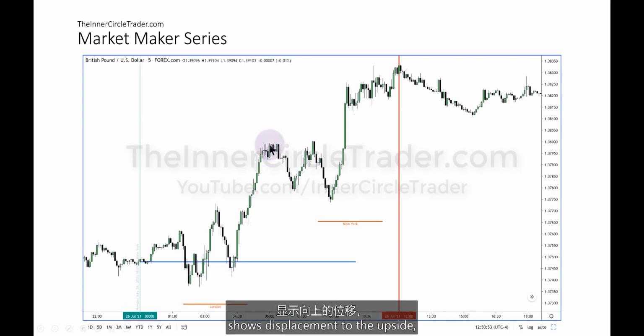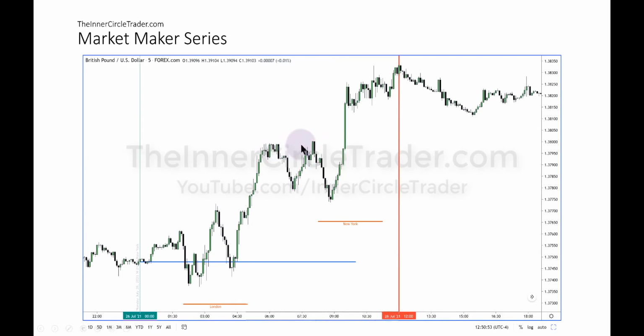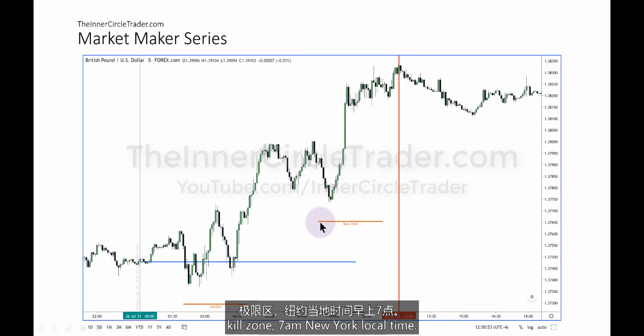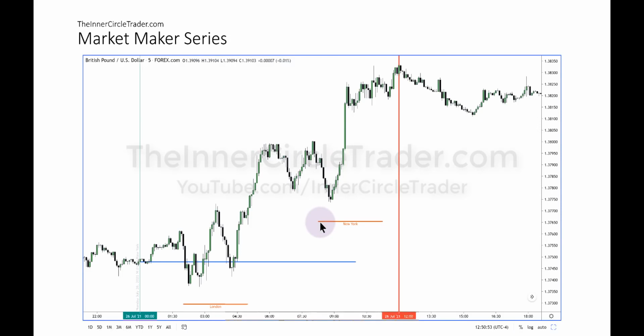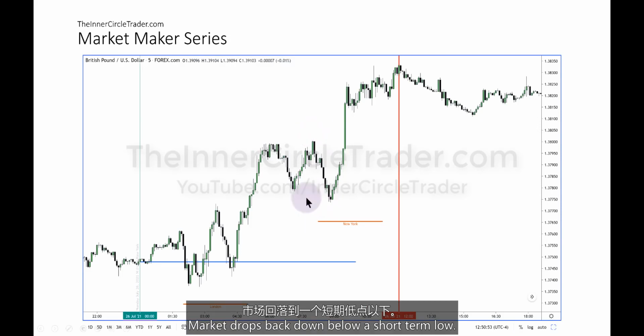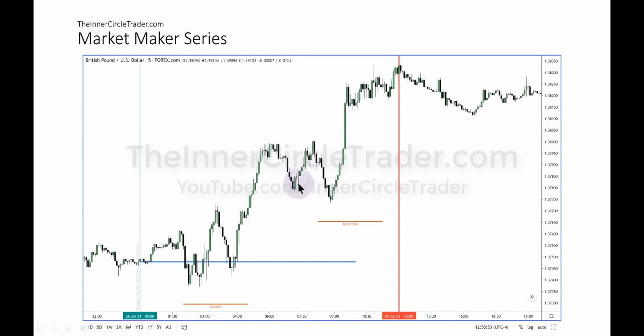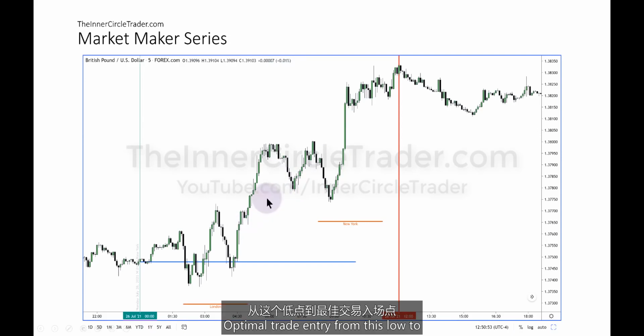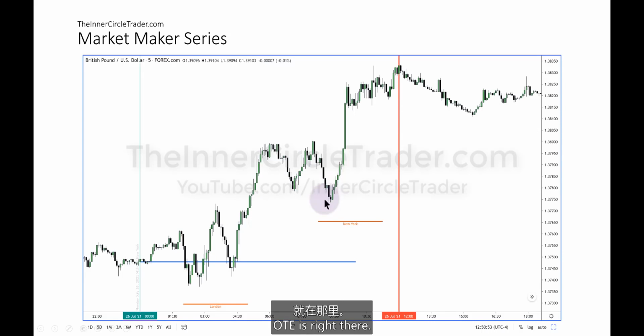Price shows displacement to the upside, creates relative equal highs before the New York Open Kill Zone, 7 a.m. New York local time. Market drops back down below a short-term low. Optimal trade entry from this low to high. OTE is right there. You can pull that up on your own fib. Price runs the relative equal highs, trades into the London close time period, noon, shuts the door, and the high of the day is formed.